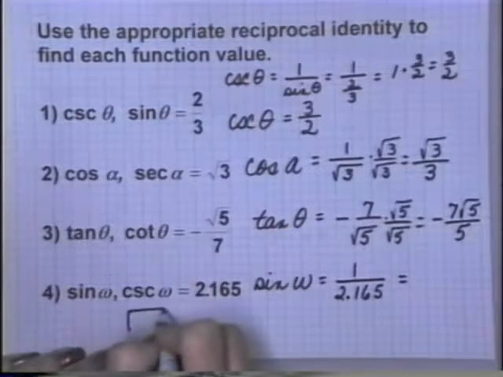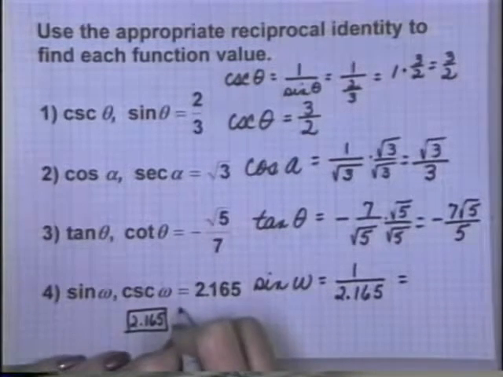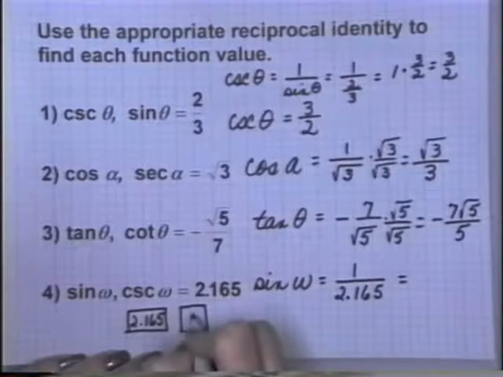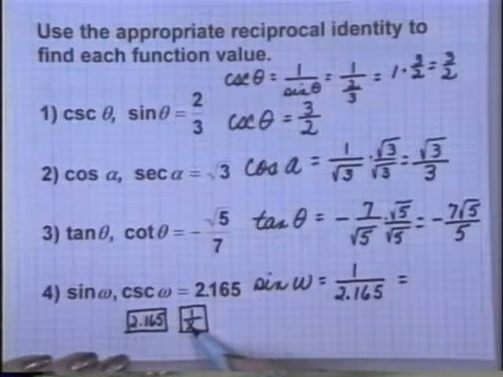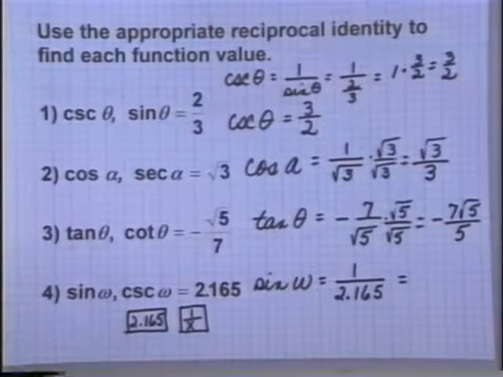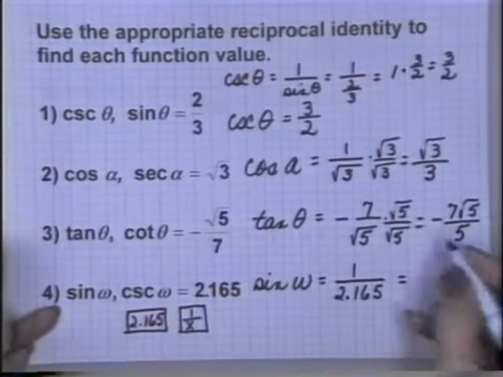So I would enter in my calculator the number 2.165, and then on my calculator, the button is the 1 over x button, and it is a first function button. For some calculators, this is x to the negative 1, and for some calculators, it is the second function button. So when I enter 2.165, and then I hit my reciprocal button, that will give me the reciprocal of this, which is what 1 divided by 2.165 equals.